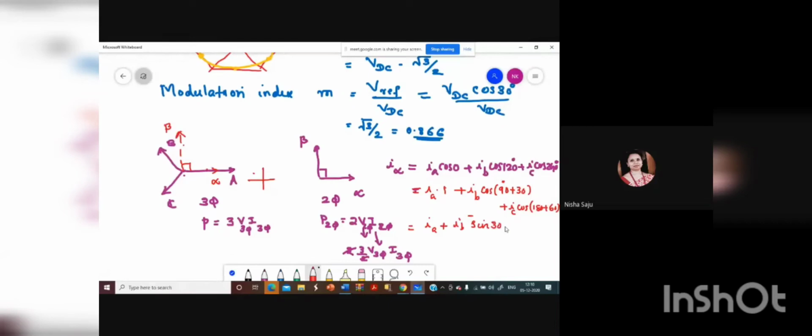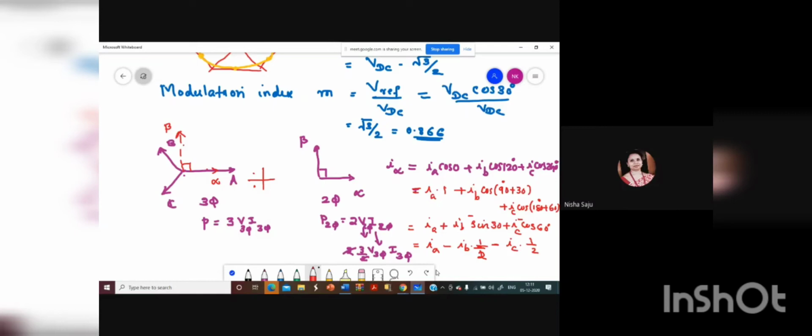Plus you will have IC, and again 180 plus 60. 180 is an even multiple of 90, so it will remain a cos 60 factor. But 180 plus 60 is in the third quadrant, where only tan is positive and cos is negative, so you put a negative sign here. So this will be equal to IA minus IB into sine 30, which is 1 by 2, minus IC into cos 60, which is also 1 by 2.